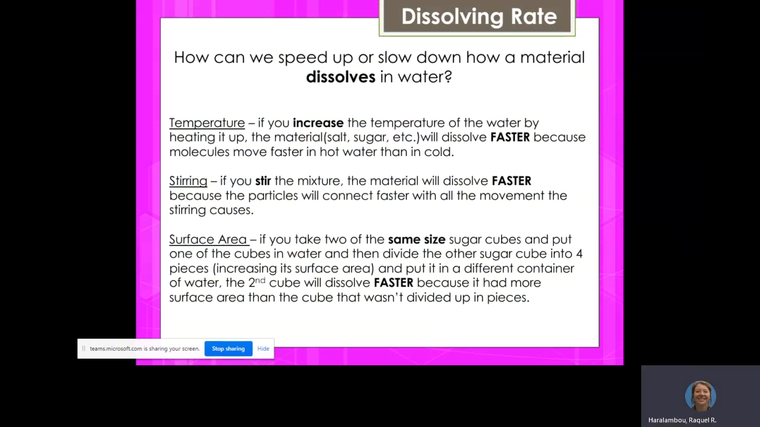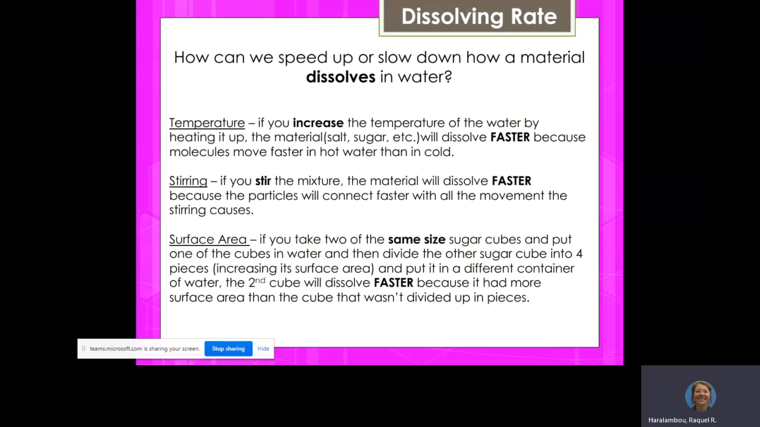Definitely hot, right? When things are hot, my molecules are moving faster. If you increase the temperature of the water or the coffee, it's moving faster because the molecules are moving faster. If I start to stir the mixture, the material will dissolve faster because the particles will connect faster with all the movement that the stirring is causing.